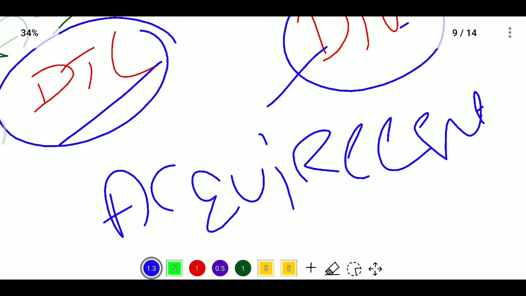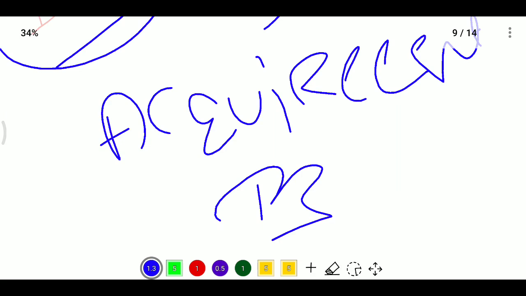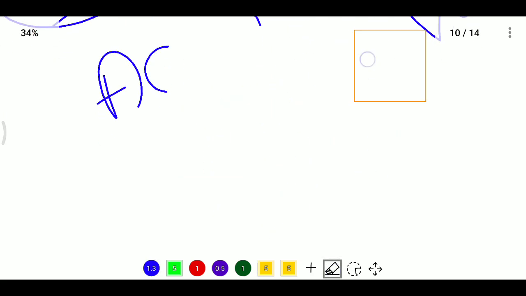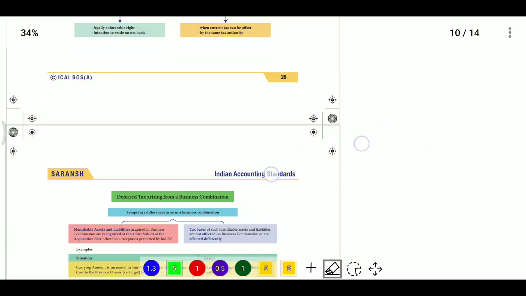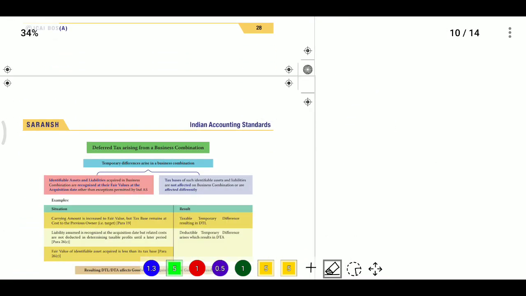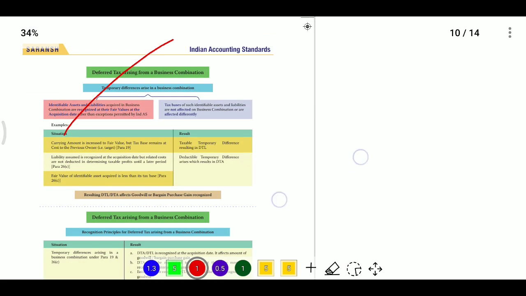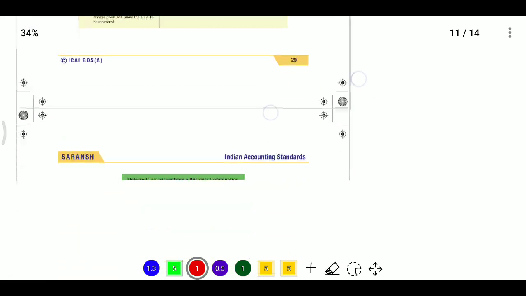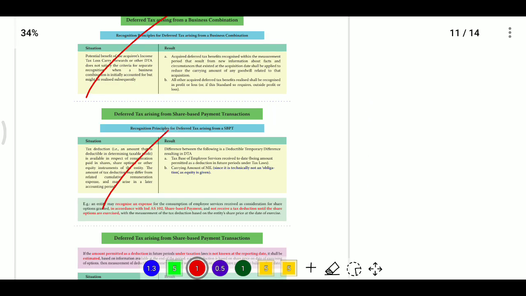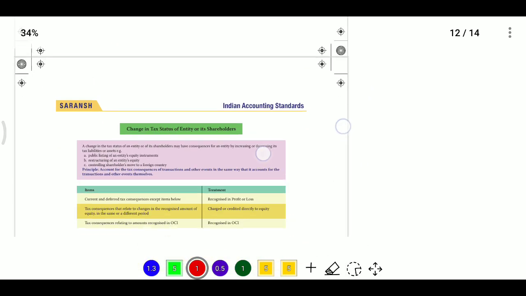If the tax base is not specifically given in any case, the existing carrying amount of assets and liabilities in the acquirer's books of accounts will be considered as the tax base. So deferred tax on business combinations is completed, business combination position is explained, and share based payment transactions are completed.